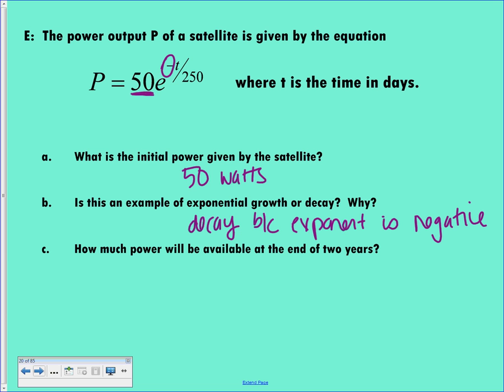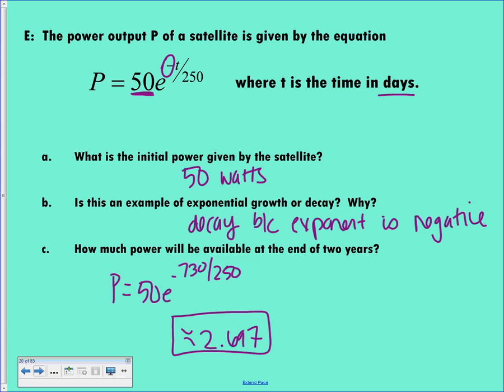And then part C, how much power will be available at the end of 2 years? Just read carefully. Time is in days. So I want to know how many days are in 2 years. That would be 365 for 1 year and 730 for 2. Again, type that straight in, and you should get about 2.697.